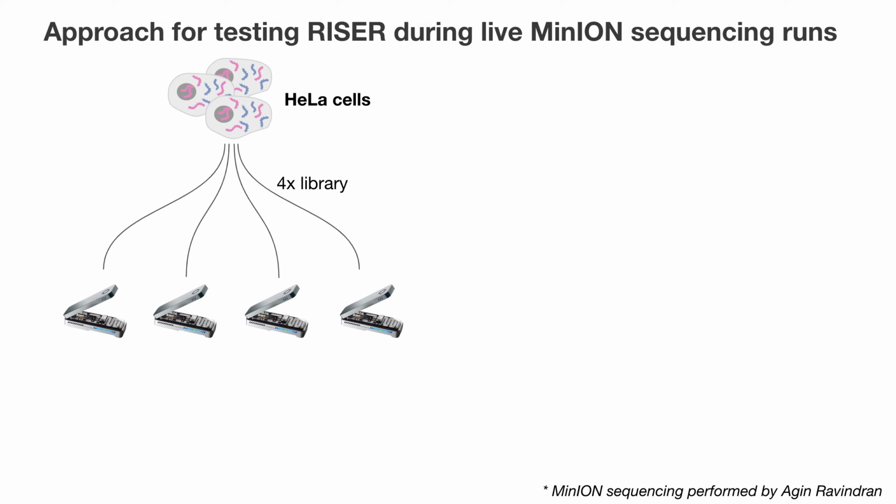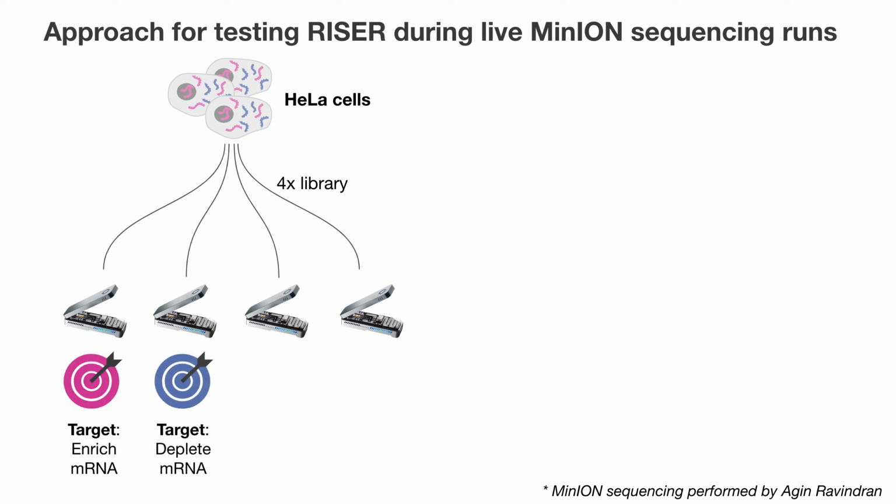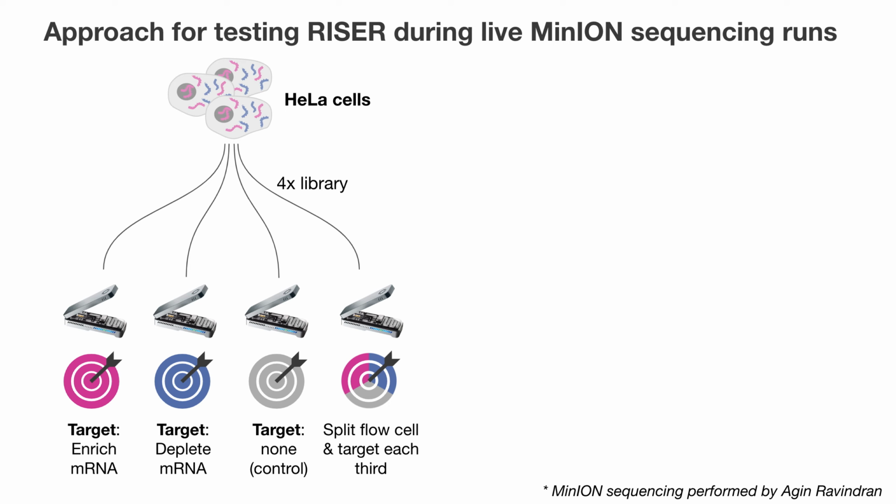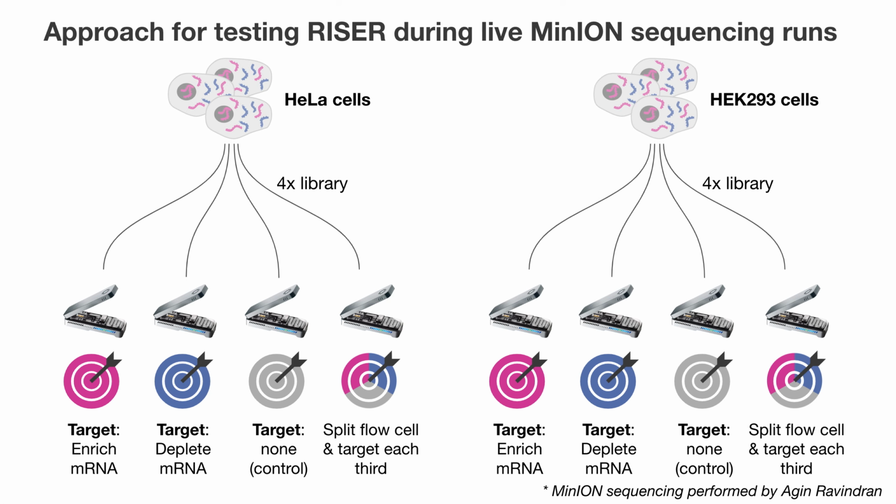4 libraries were prepared to use in 4 runs. The first used RISER to enrich mRNA, the second used RISER to deplete mRNA, the third was a control without RISER, and then the fourth was a split flow cell where we used a single flow cell, split the channels into 3 groups to simultaneously test all 3 conditions in a single flow cell to reduce the effect of variability between flow cells. We also repeated the same set of experiments on a second cell line.